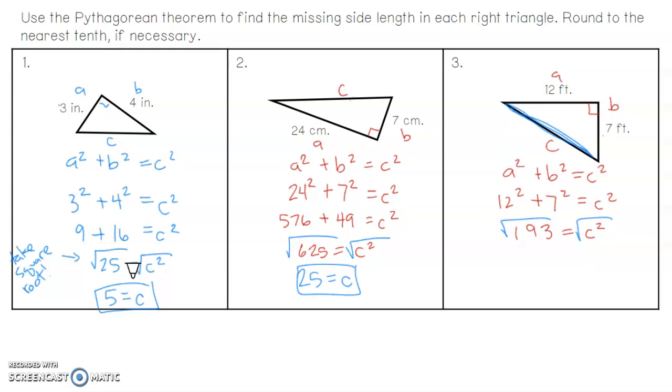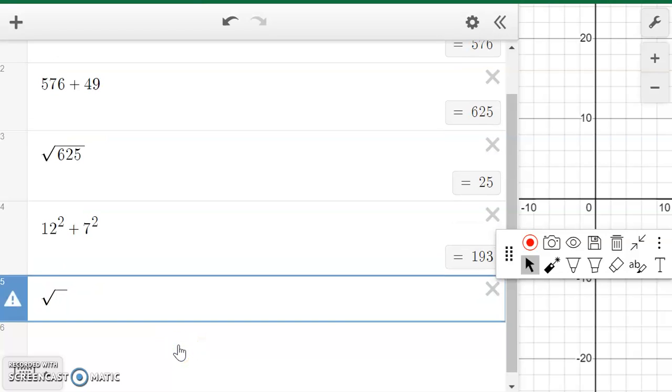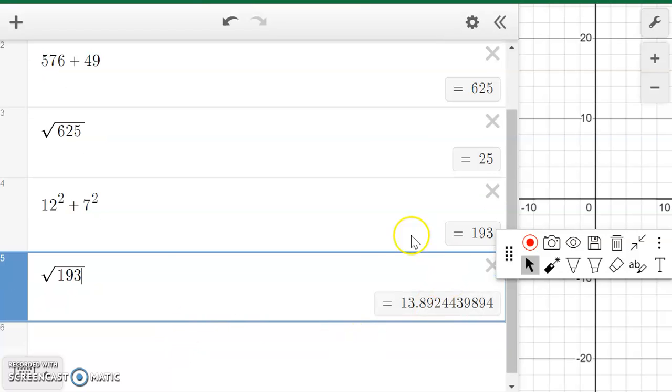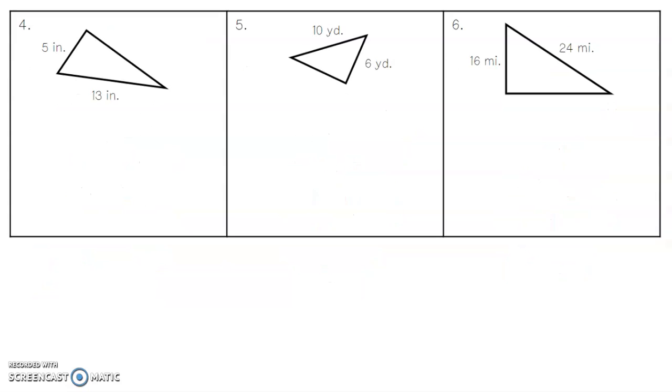Okay, so square root of 193. Again, I can just hop into Desmos. Okay, and so I find out, oh, hey, it's a decimal, 13.89, so I'll round that to 13.9. That would be my hypotenuse. So just substituting in, but you have to know what your legs are and you have to know the hypotenuse. Okay, so now let's look, and this time it's a little different.